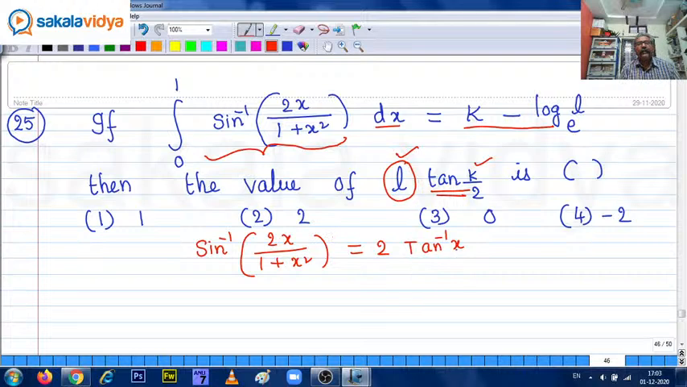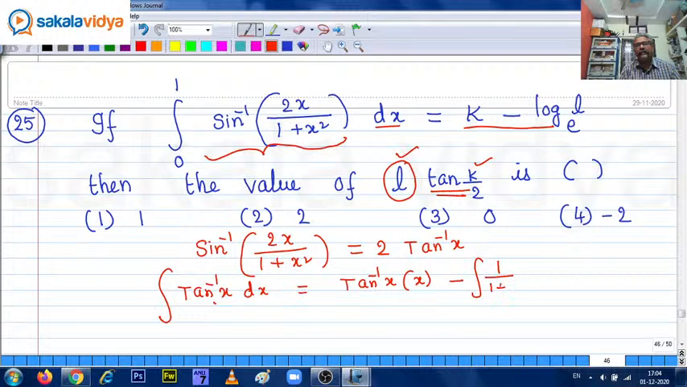Next we should know the integral of tan inverse x. You can follow it using the product rule. Integral of tan inverse x dx is equal to first function tan inverse x, second function 1, so integral of dx is x, minus integral of the derivative of tan inverse x, which is 1 upon 1 plus x square, times x dx. So this we can write as x tan inverse x, multiply with 2, divide by 2: 1 by 2 times 2x by 1 plus x square dx.